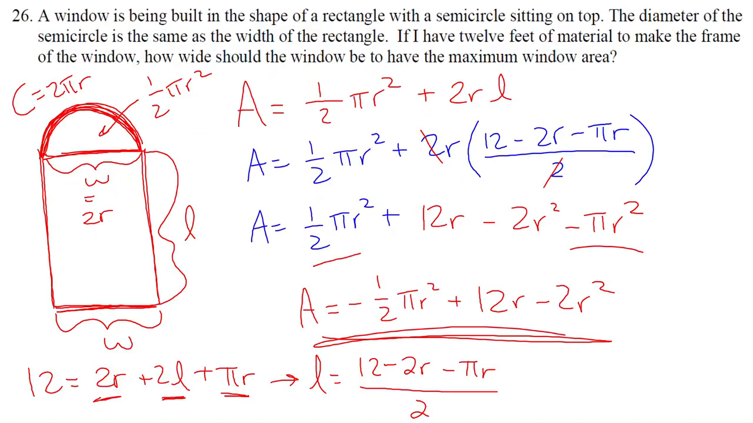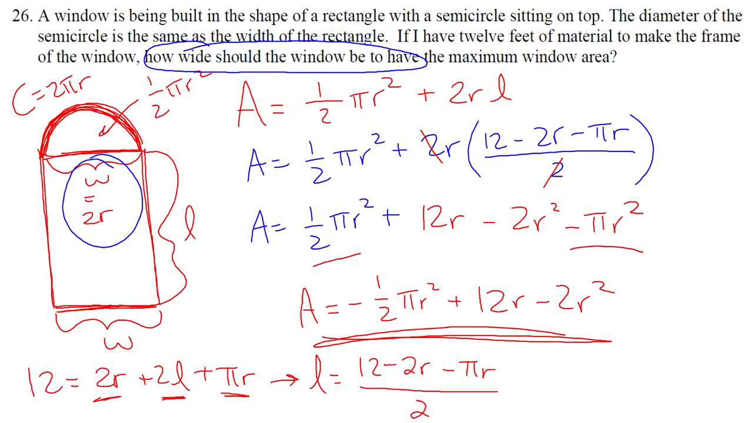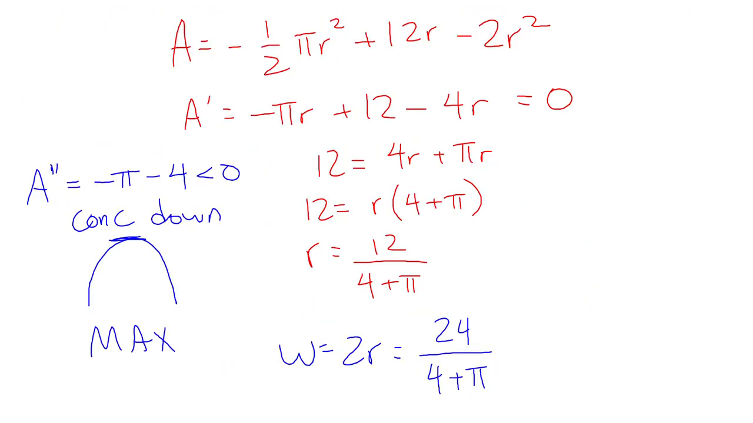So then be careful, always go back to the original question. What does it say? It says, how wide should the window be for that maximum area? Well, that'd be the width. Remember that the width is equal to 2 times r. So our width is 2r, which would just be 24 over 4 plus pi. And make sure you always include the units. I don't remember what the units were. It looks like the units were all in terms of feet. So it's 24 over 4 plus pi feet.